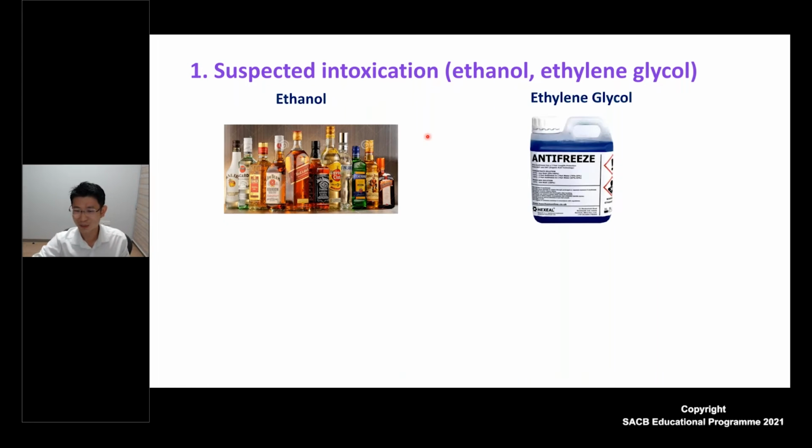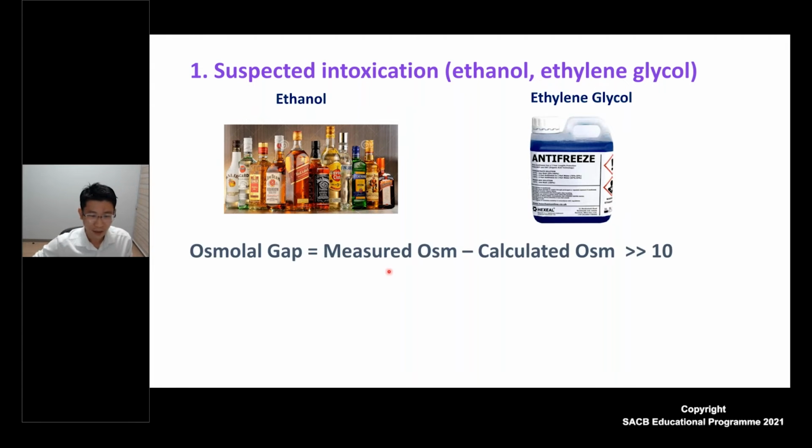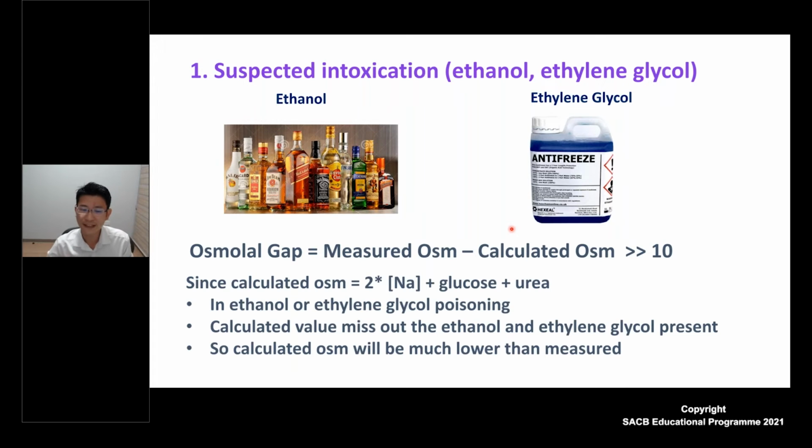Ethanol, ethylene glycol: we are in Singapore, along the equator, whole year summer, so less of this antifreeze, but in the UK, Australia, the US and Europe, it's more common as a method of attempted suicide. The osmolar gap is measured OSM minus calculated OSM, which will be greater than 10 if you have these two substances inside. The rationale is that when we calculate OSM, we don't calculate the antifreeze or the ethanol, so our calculated value will miss out both, whereas your measured value based on freezing point depression will capture both. Therefore, there is a gap.